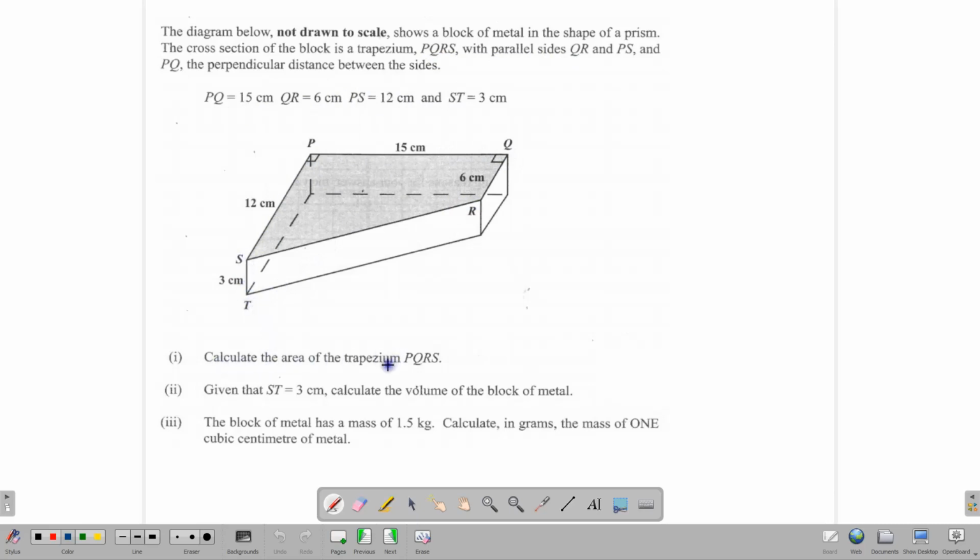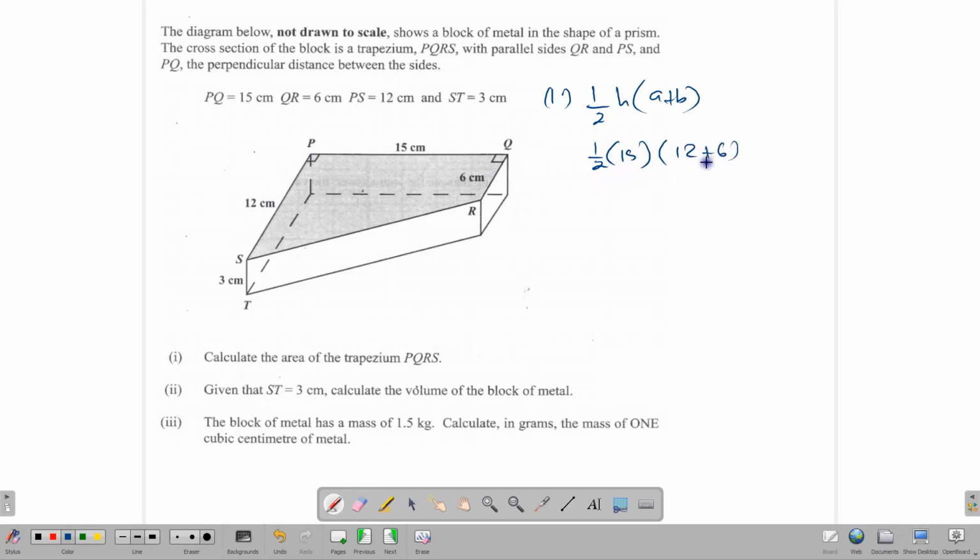So first we're asked to calculate the area of the trapezium, that's PQRS. The area of the trapezium is calculated using the formula half the height times the sum of the parallel sides. So we write that up, and half times h, we're using 15 as the h. The height is the distance between the parallel sides. So it doesn't look like a height here, but when we say height, we mean the distance between the parallel sides, or the vertical distance between the parallel sides. Here, that's 15. And times the sum of the parallel sides, now that's 12 and 6.